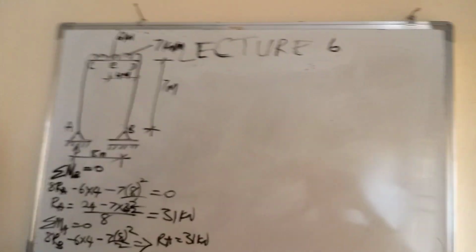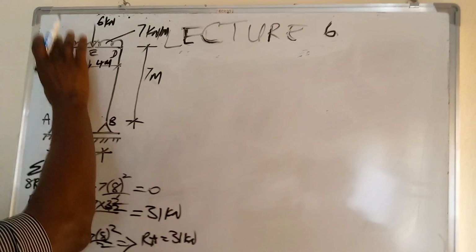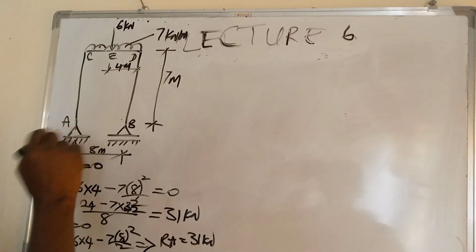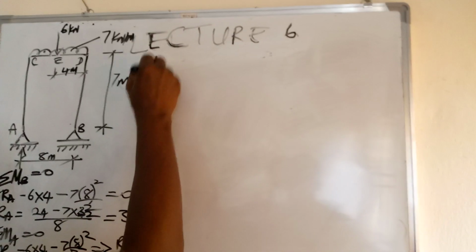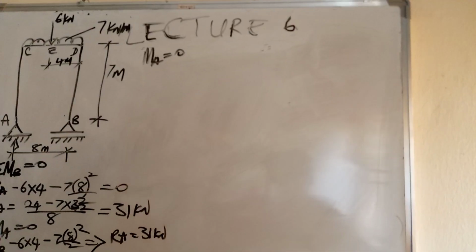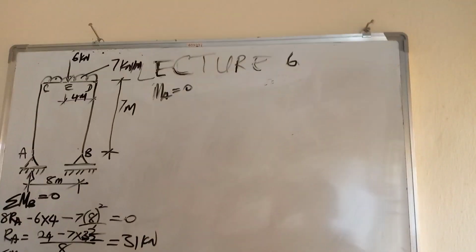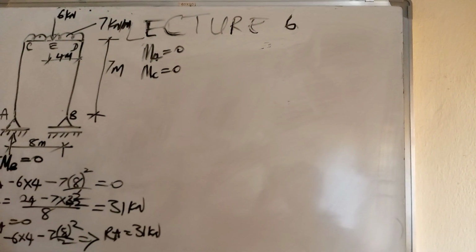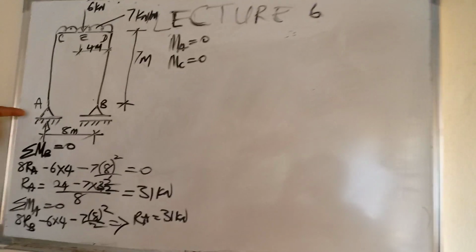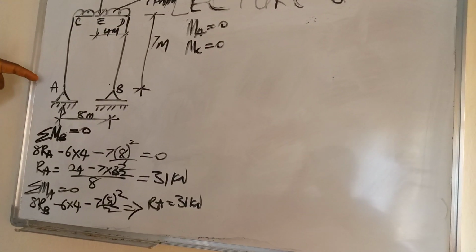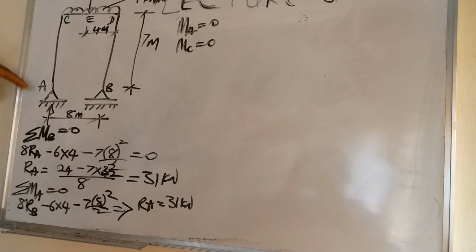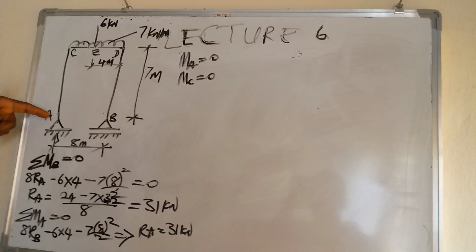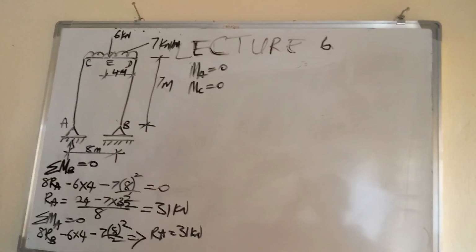So at A, if we're taking moment along AC, the moment at point A is 0. Taking moment at C, M at C is also equal to 0, because there is no horizontal load that could be perpendicular to the distance AC. That's why there could not be moment generated along AC.